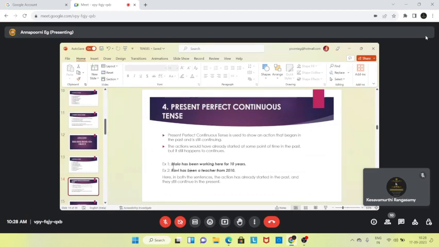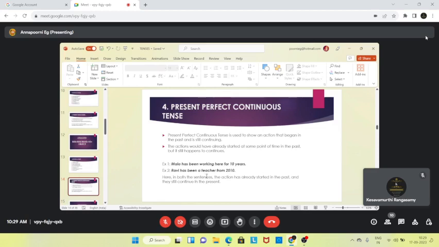So examples, Mala has been working here for 10 years. So actually when did Mala join? She joined the company 10 years back. So that is coming in past tense. But still she is working. Isn't it? She is still working. So I have to write Mala has been working here for 10 years. So this is in present perfect continuous tense.